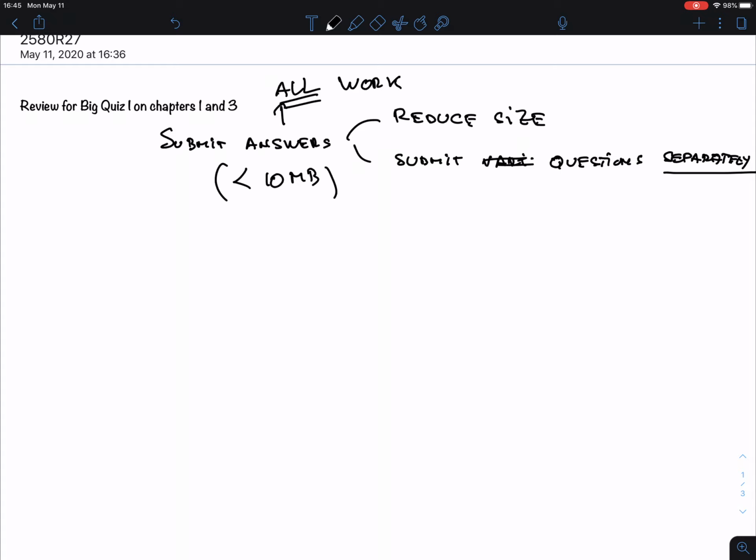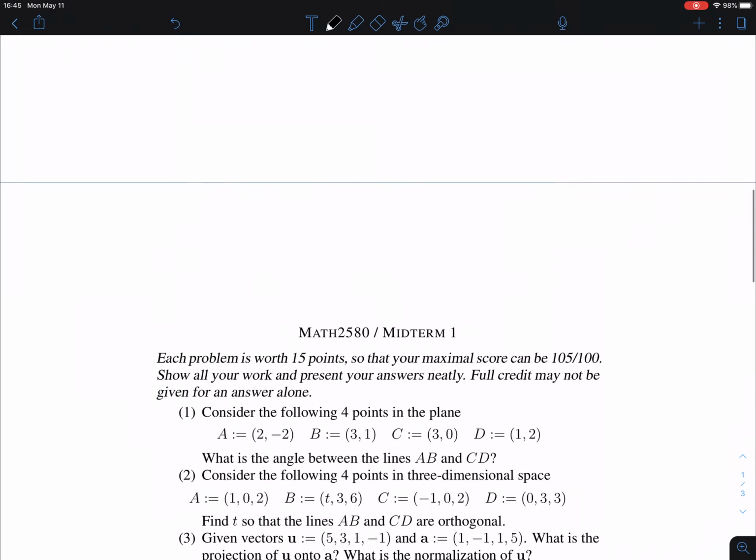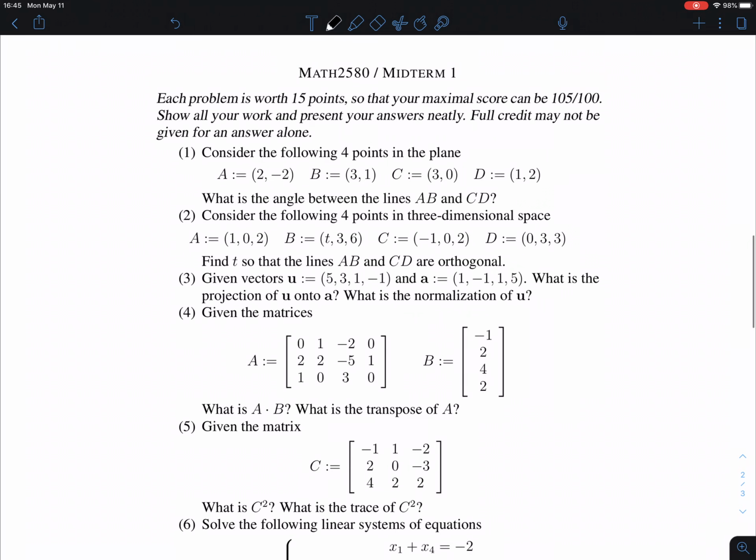Now, what about the content? So chapters 1 and 3. A lot of this has been covered already in midterm 1, so I'm going to quickly go over some of the questions in midterm 1. Not all of them are so relevant. The first one, of course, is calculating an angle, and I remind you that this is given by this formula here.